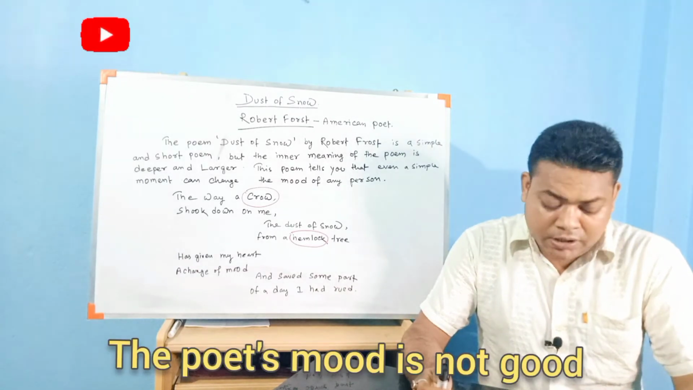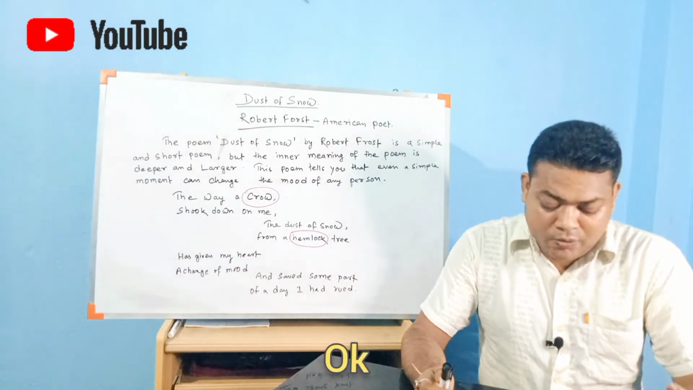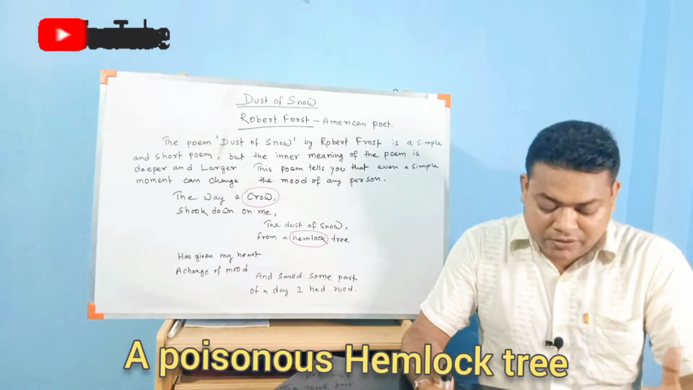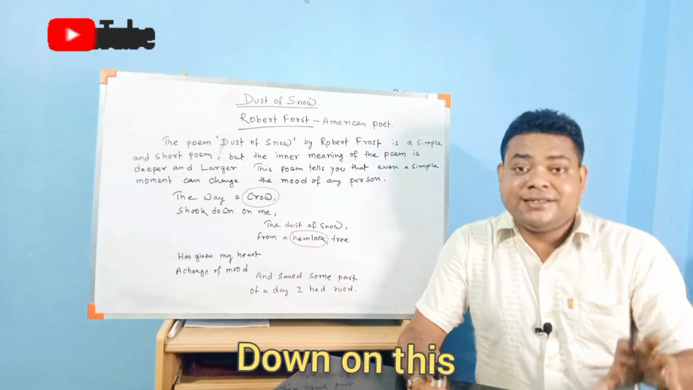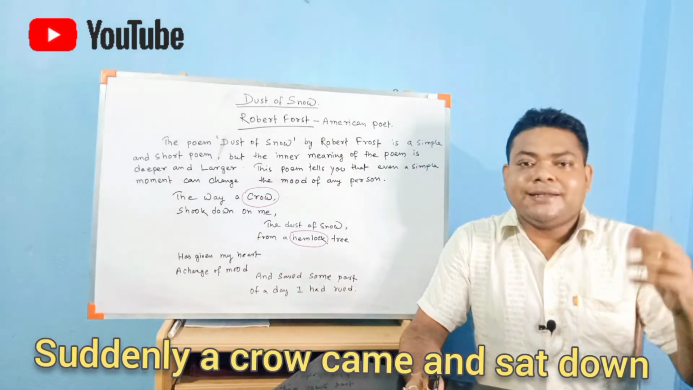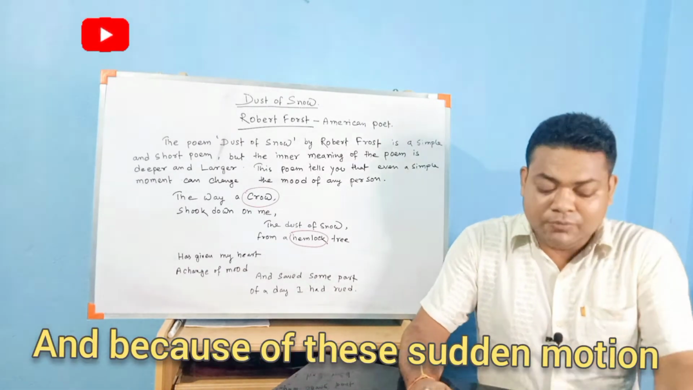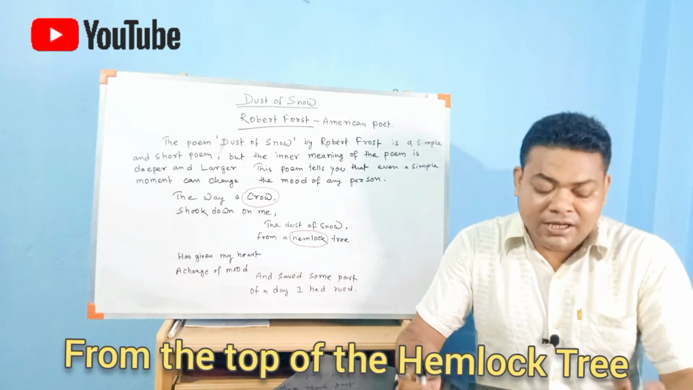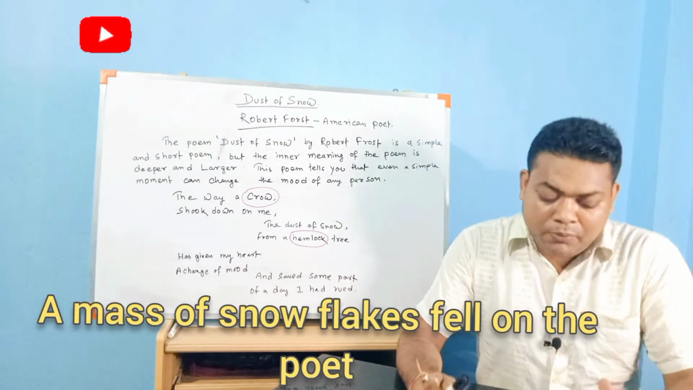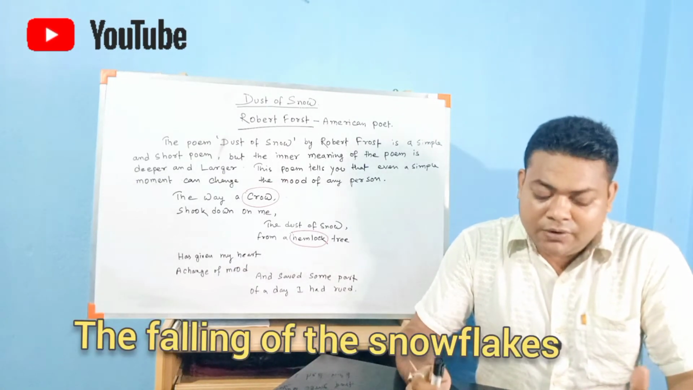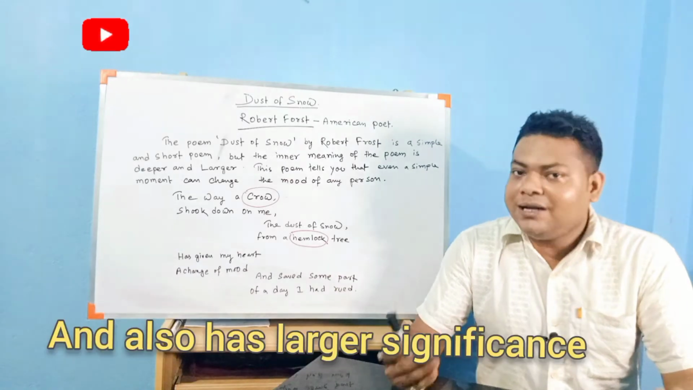The poet is in a bad mood, and walking by a poisonous hemlock tree, suddenly a crow came and sat down on the top of the tree, and because of this sudden motion, a mass of snowflakes from the top of the tree fell on the poet. The falling of the snow from the top of the tree is the main subject matter of the poem and also has a larger significance.